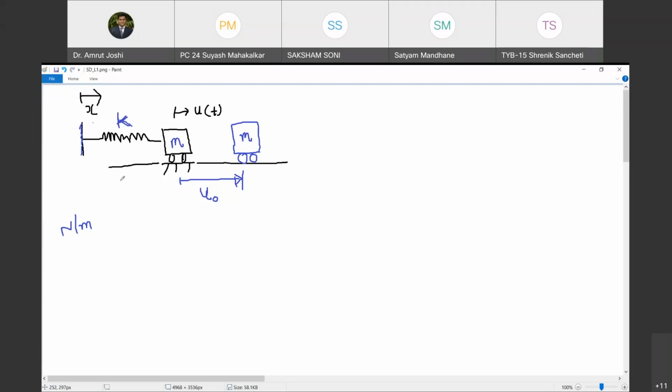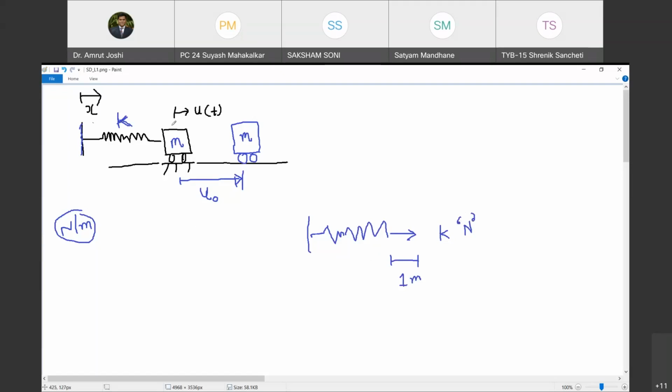For example, let us say the spring has the stiffness of K expressed in terms of Newton per meter. So if you apply a force of K Newton here, the spring would deform by 1 meter. That is the meaning when you express the stiffness in terms of Newton per meter. Are you with me? Yes, sir.